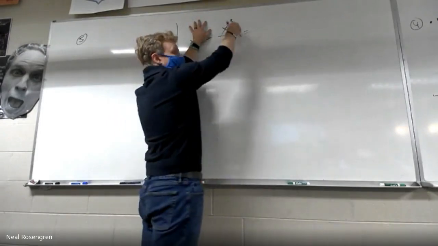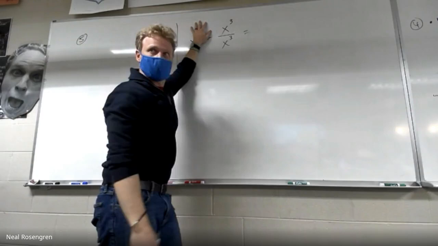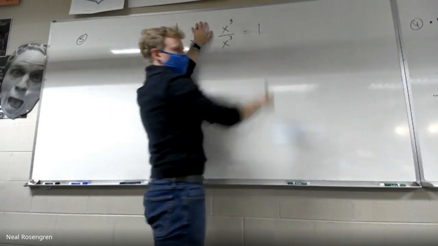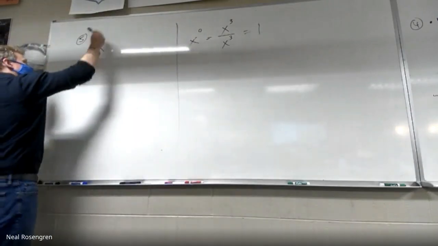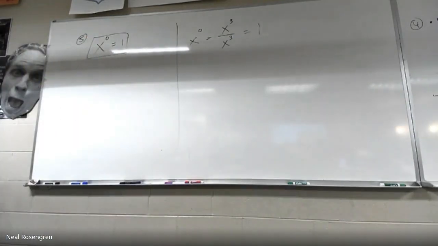What's anything divided by itself, as long as it's not 0? Property number 5, x to the 0. Really, anything divided by itself is 1. But you might just have some stuff to the 0 power. Are there any variables left at the right side? Gone. Everything is gone. It's just a 1.